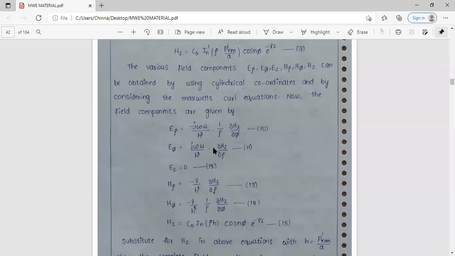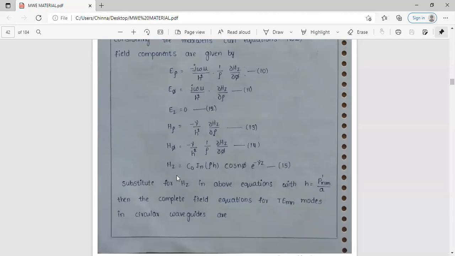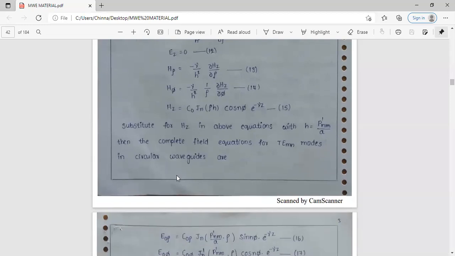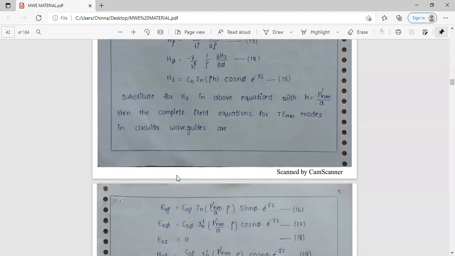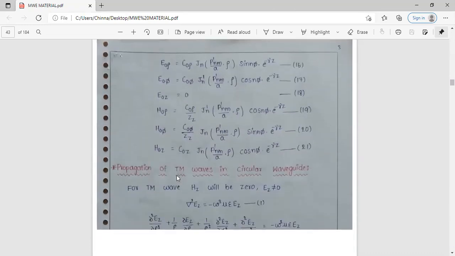Then we can apply Maxwell's curl equation here. Then we can obtain E rho, E phi, E z and H rho, H z, H phi. Okay, then we can substitute the above expression, h is equal to p nm by a. In the above expression we can update the complete field expression for the TE mn mode. So those are the field expressions that will be obtained.